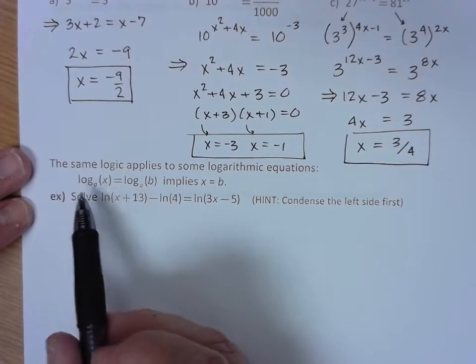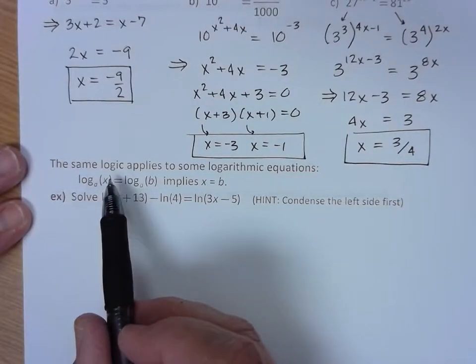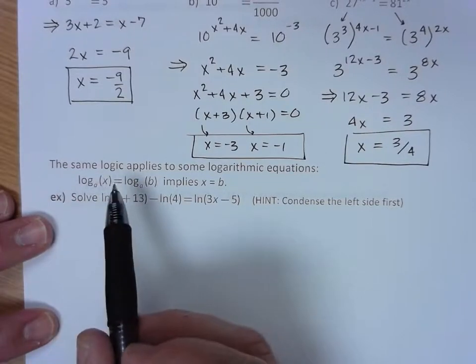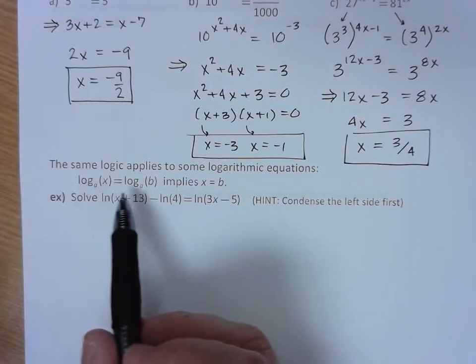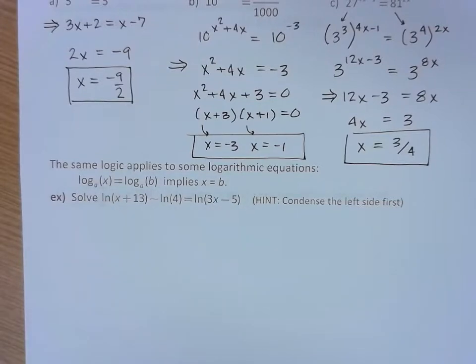If you have log base a of x equals log base a of b, if your arguments are different but the log bases are the same, if you get both sides written as common logarithms or the same logarithms of different quantities, this implies that their arguments have to equal each other.